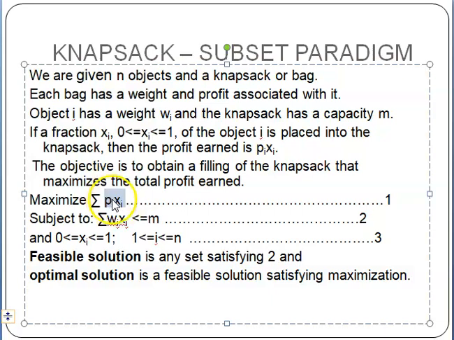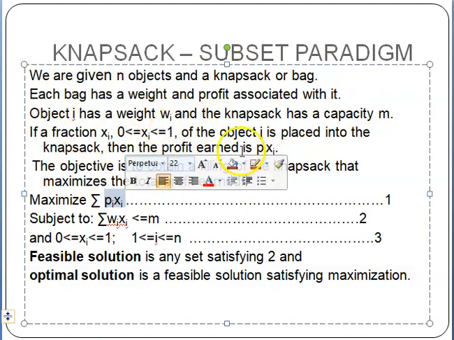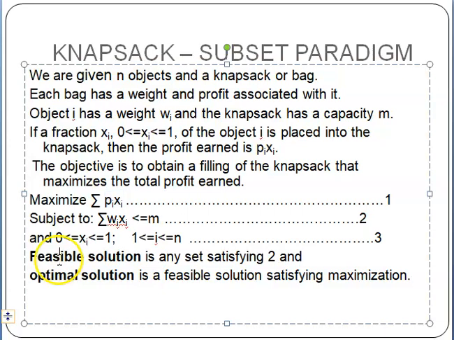Our aim is to maximize the profit, where xi is the amount of item that we are going to take. It varies between 0 and 1, as you can see here. So 0 means no selection, half means half of the item is taken, and 1 means that the item is taken in full. So xi is the amount of item we take and pi is the profit. Whatever amount of item we take will be multiplied with the profit, and that much profit we are going to earn.